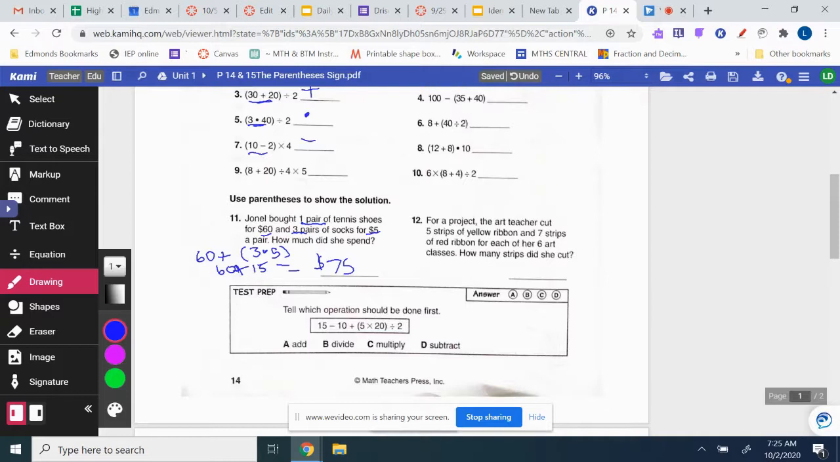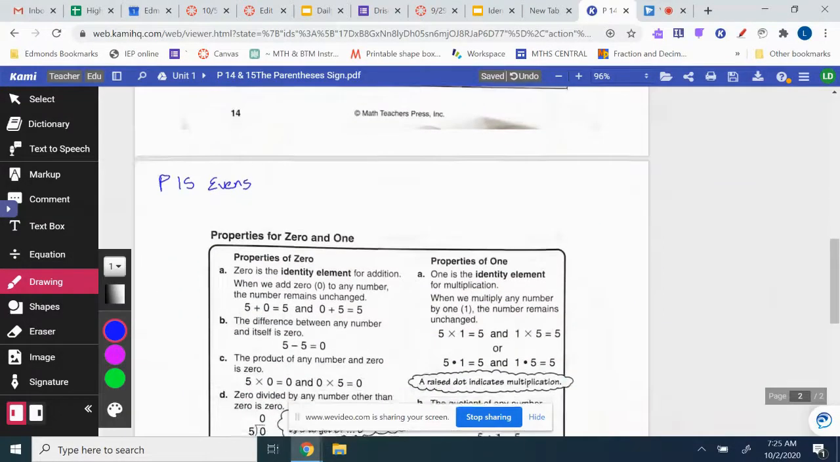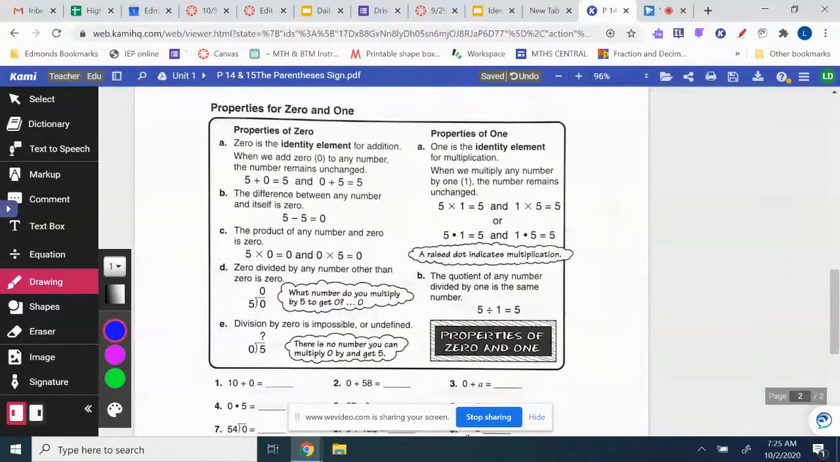So you only have to do the 6 even problems on this page. Now, properties for 0 and 1. You guys already know how to use this. This is just helping you understand math just a little bit better. So 0 is the identity element. And so when you see our homework, it talks about identity for addition. And 1 is the identity element for multiplication. So we're really doing the same thing.